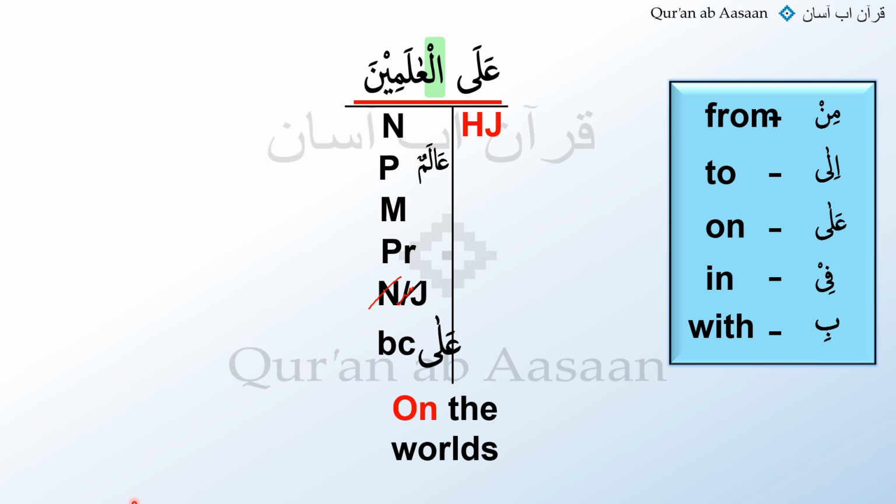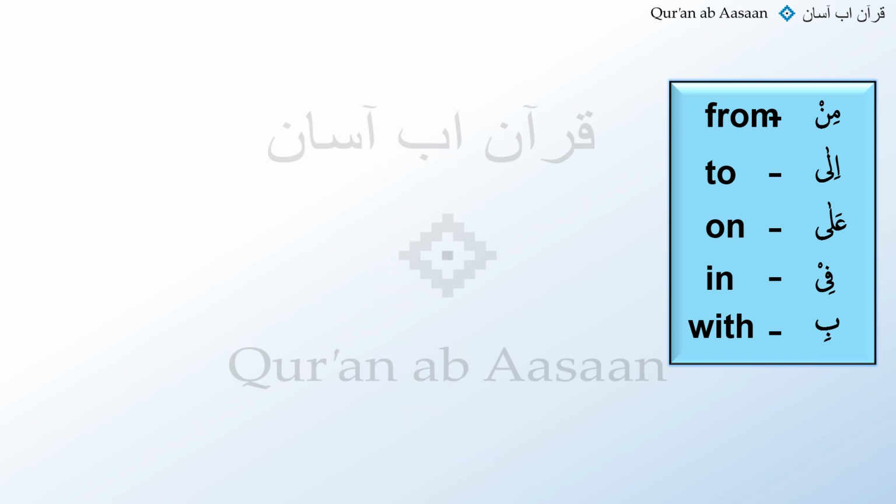There is a harf jar behind it, and harf jar only has one job. What is that? To bring the noun following it into jar. So although it can exist both in nasb and jar, the final case sign can only be one. And in this case, because of the harf jar behind it, it can only be jar. So we will have to cross out the nasb. So this is how we'd be doing it. Okay, understood? Let's look at another example.